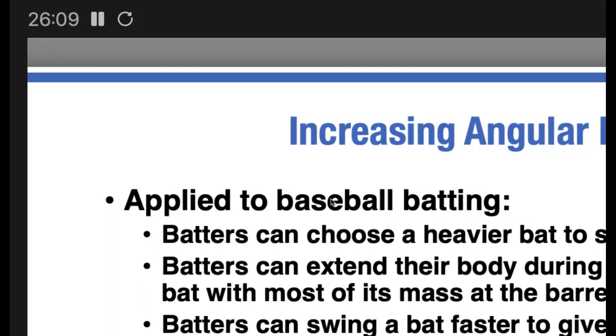You can extend your body during the strike. You can either do it really late, or for slow pitch softball, anybody playing softball in here? I played against a couple of you. It's actually better in slow pitch to get that bat out away from you first to get more velocity on that swing, so that you get a longer swing arc and more power.